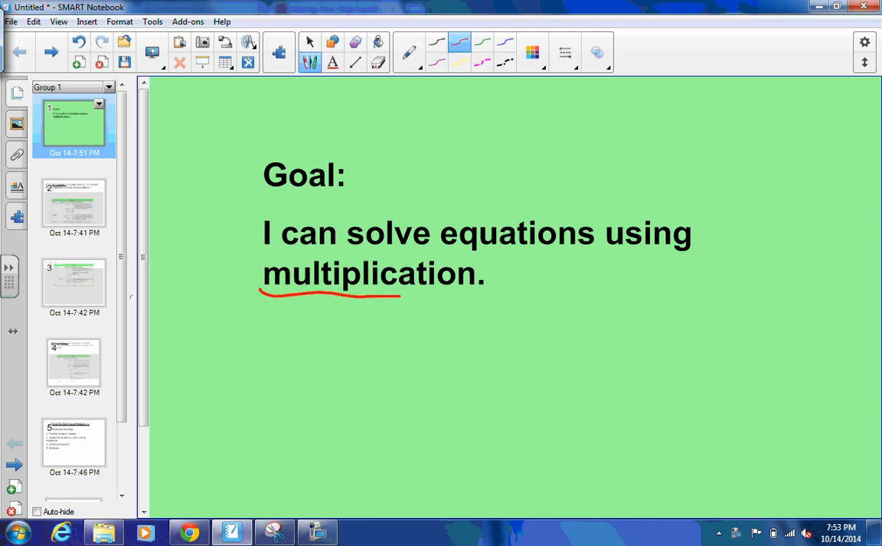Alright, we have done addition and subtraction. Most recently, we've done division, solving equations with division. Our goal for the end of this video is to solve equations using multiplication. So it's our last inverse operation that we're going to use.